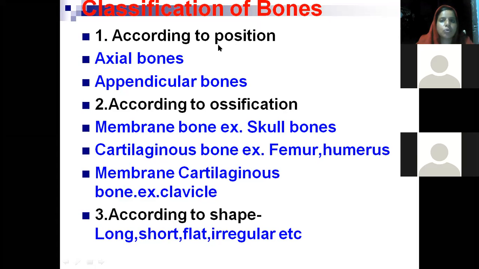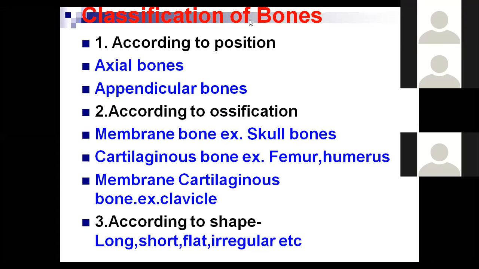Bones. Now, according to the position, we have axial bones and appendicular bones. I'll show you. According to ossification, we have membranous bones and cartilaginous bones. Membranous bones are the bones which ossify in membrane, like skull bones. Cartilaginous bones are the bones which have an initial cartilaginous framework in which bone is formed, like femur, humerus.